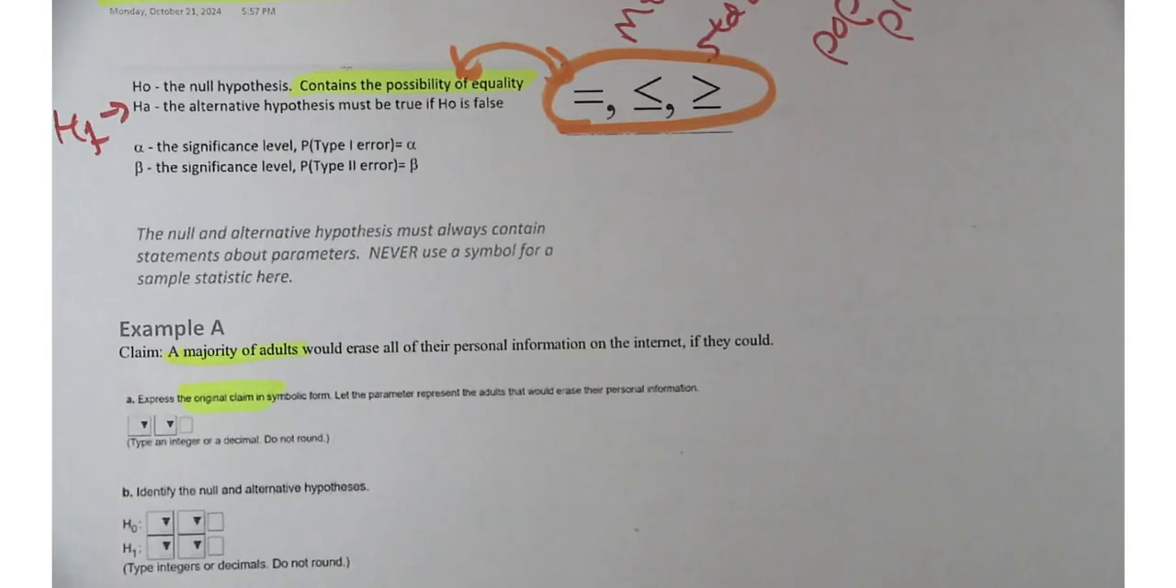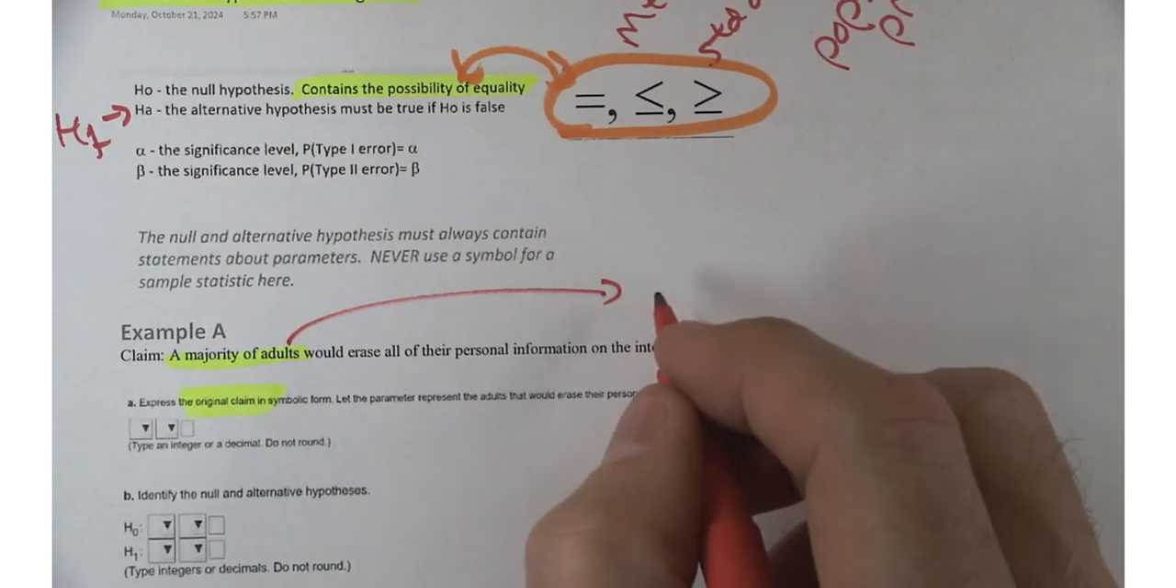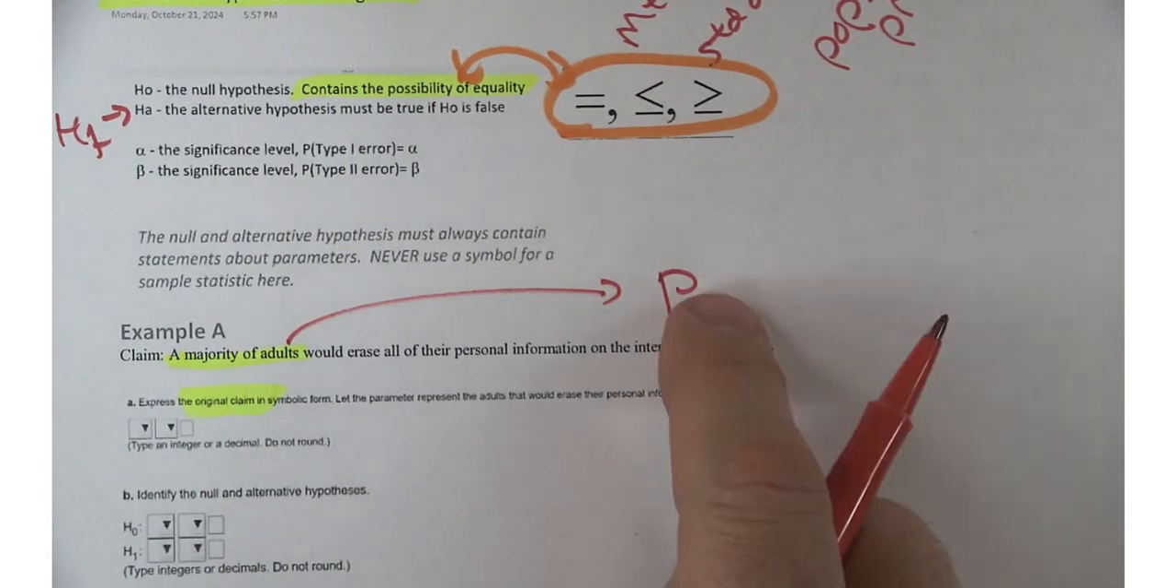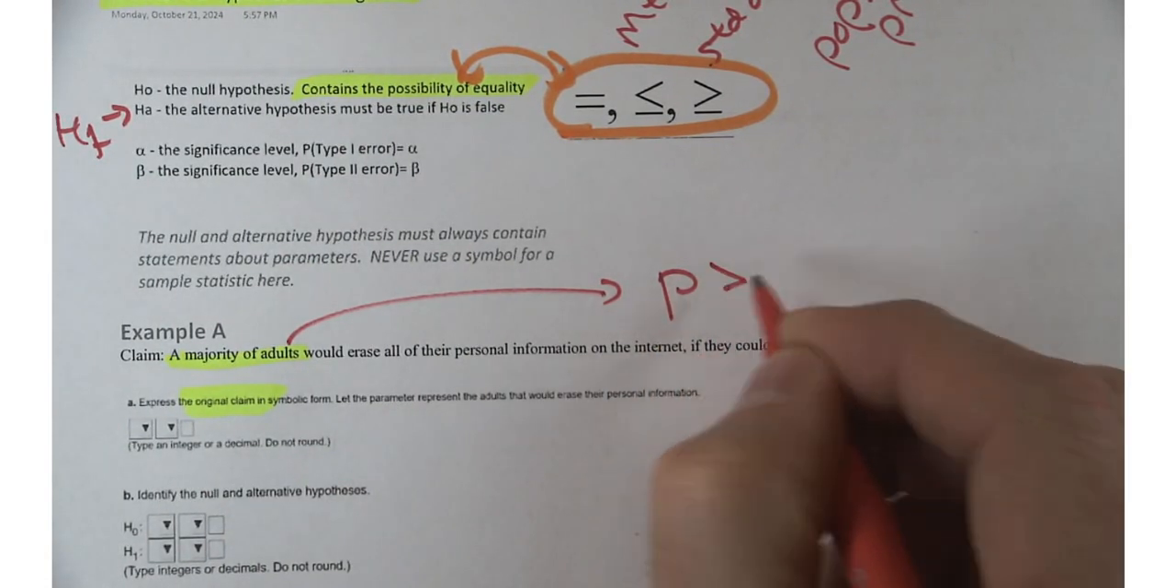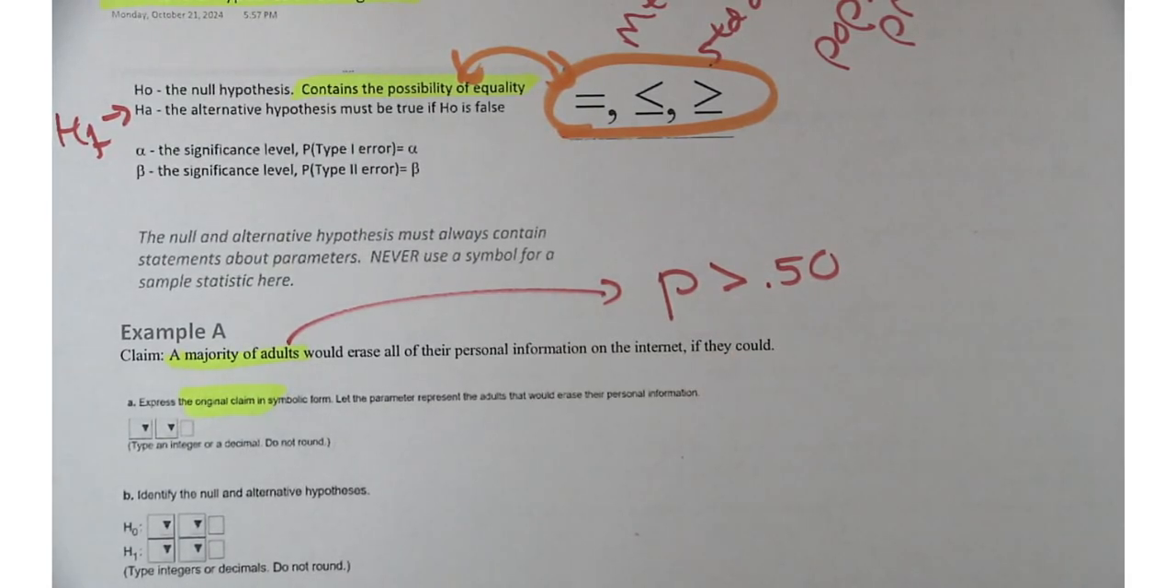And let me help you translate this a little bit into a statement. This really translates to P, our population parameter, is greater than a half. Because once you're greater than 50%, not including 50%, but greater than 50%, now you're going to be in the majority.